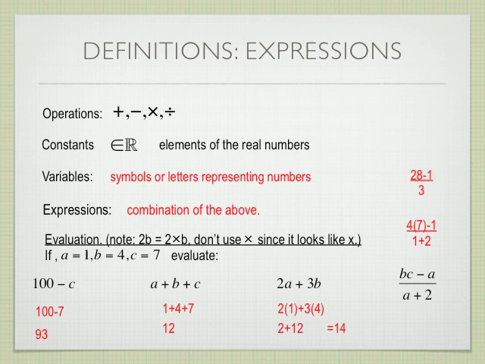We do our multiplication first. We'll talk about that in just a second. That gives us 27 over 3, which is 9.